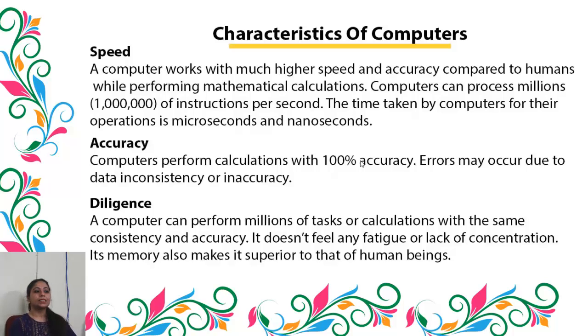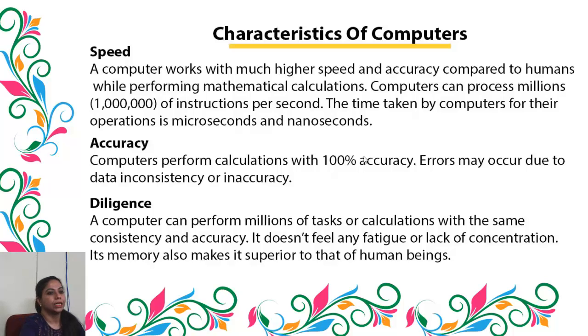Okay, next is diligence. A computer can perform millions of tasks or calculations with the same consistency and accuracy. It doesn't feel any fatigue or lack of concentration. Its memory also makes it superior to human beings. We human beings can get tired working continuously, but a computer system would never get tired. So that is the reason it is called diligence. A computer can perform many tasks continuously.